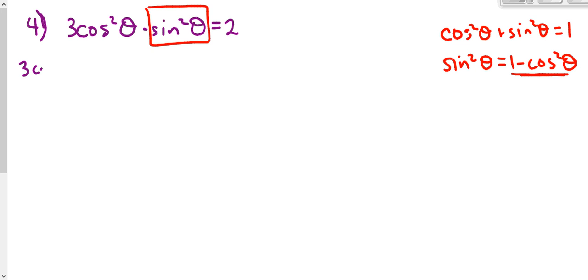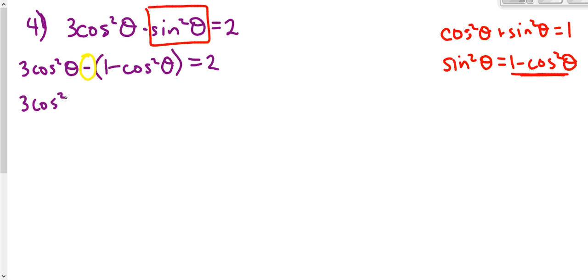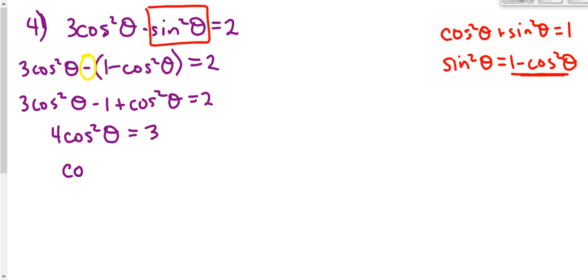So now I have 3 cosine squared theta minus the quantity. These parentheses are vital to getting the signs correct in your next step. Minus the quantity, 1 minus cosine squared theta equals 2. Now we need to distribute this minus sign. So we have 3 cosine squared theta minus 1 plus cosine squared theta equals 2. Combine like terms, we have 4 cosine squared theta, add 1 to both sides, and we have equals 3. Divide both sides by 4, cosine squared theta equals 3/4. Square root both sides. Don't forget the plus or minus.